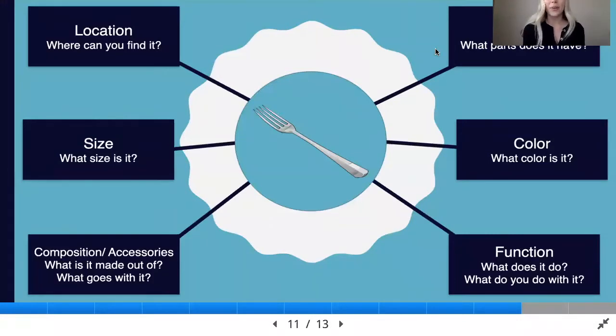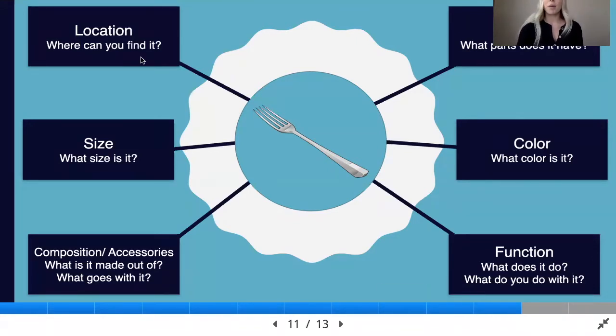Okay, we're gonna do another one together. All right, so what's the picture here? Yeah, it's a fork. Very good. So now we're gonna describe a fork. And remember, we can use any of these clues here to help us talk about a fork. Okay, so I want you to try to tell me 4 things about a fork. How can you describe it? Remember, look here if you need some clues.